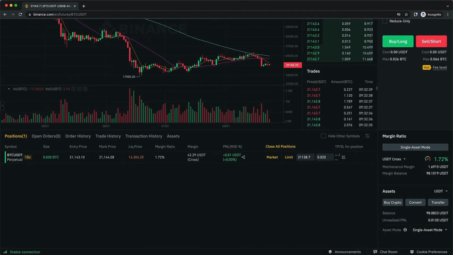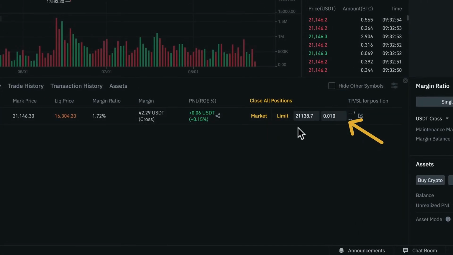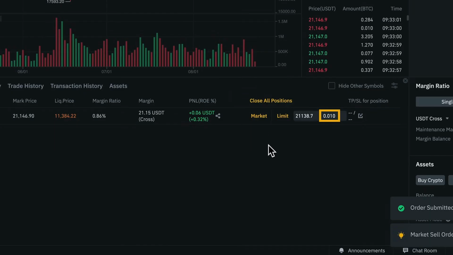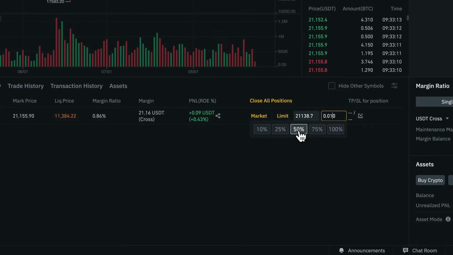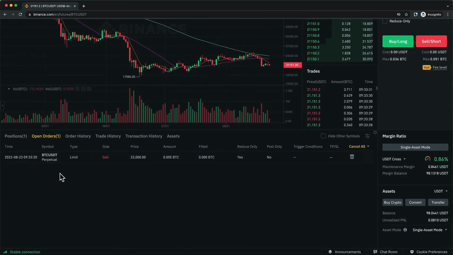If we don't want to close our entire position, we could also just reduce it. So let's say we want to reduce our open position by 50%. What we're going to do is look at the current size of our position and cut that amount in half. Then when we click on Market, we put in a sell order for that amount and our long position will be reduced by 50% immediately. If we want to sell at a specific price, we can type in the price right here, click on Limit, and that will put in a limit sell order for that amount.